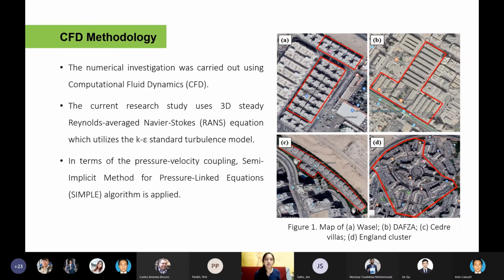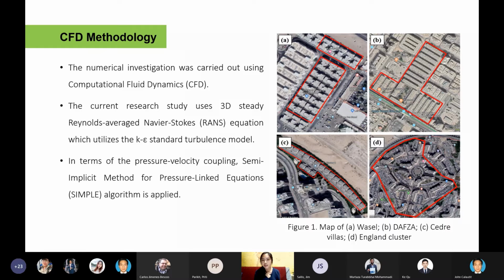For the CFD methodology, the numerical investigation was carried out using CFD. The study uses 3D Reynolds-averaged Navier-Stokes equations, which utilizes the standard k-epsilon turbulence model. In terms of the pressure-velocity coupling, the SIMPLE algorithm is applied.